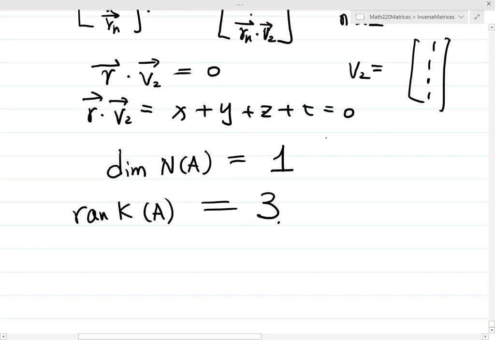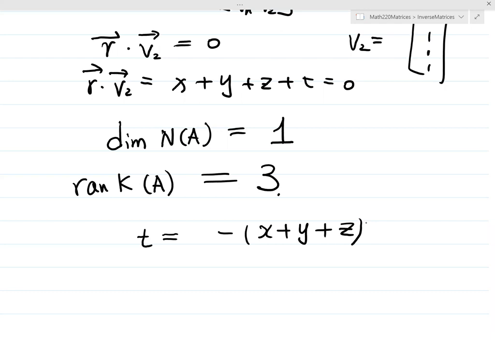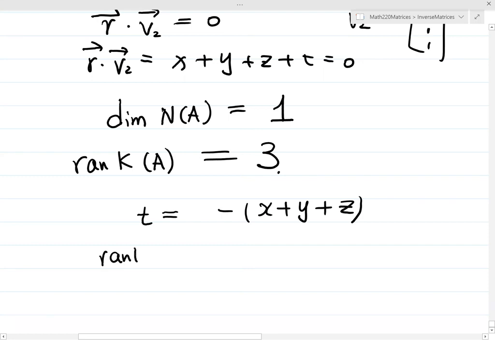Okay, so we need to construct row vectors. So here we choose t to be negative (x plus y plus z). Okay, so we can do the following. We need to make sure that the rank of A is 3. So that you see, rank A plus the null space dimension is exactly 4.